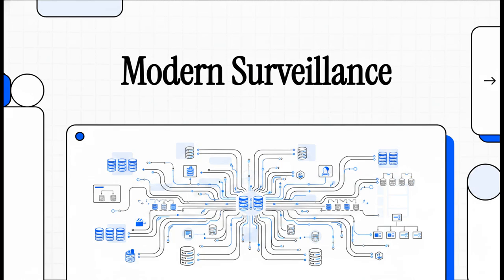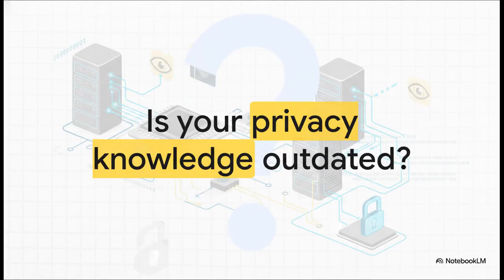Welcome to This Explainer. Today, we're tearing down the polished corporate marketing to look at what's really going on with the infrastructure and data economics driving modern surveillance. We're going to explore four systemic realities of the digital world that mainstream discussions almost always miss. Let's kick things off with a pretty big question. What if literally everything you know about digital privacy is completely outdated?